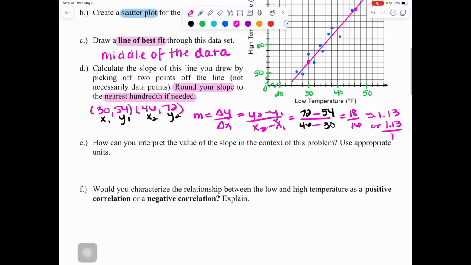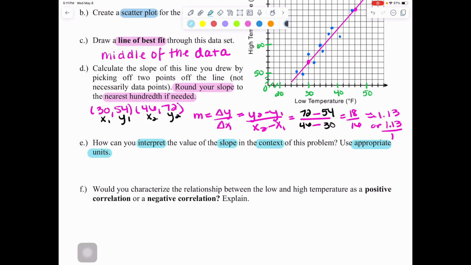So it says, how can you interpret the value of the slope in the context of the problem? Use appropriate units. So again, here we're interpreting. That's different than just finding the numbers. And we're interpreting the slope in context of this problem. And that means we have to use appropriate units to be able to describe this appropriately.